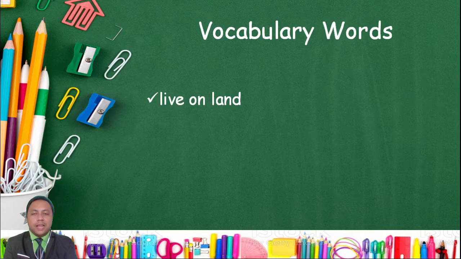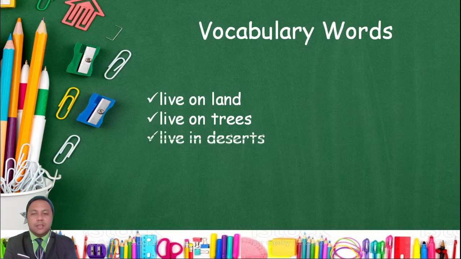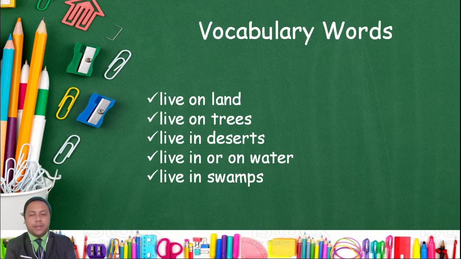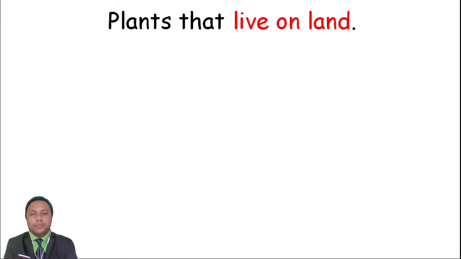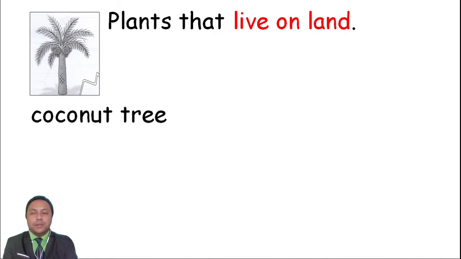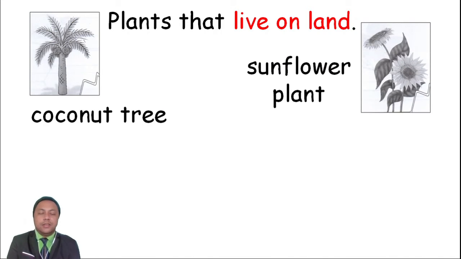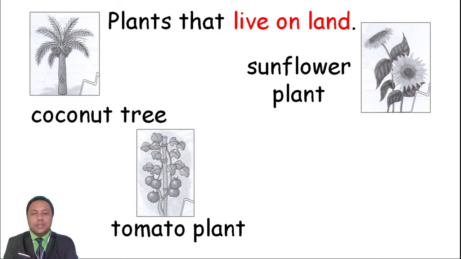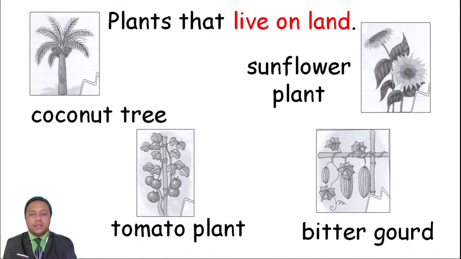Live on land, live on trees, live in deserts, live in or on water, live in swamps. Plants that live on land. Example, coconut tree, sunflower plant, tomato plant, bitter gourd. These plants live on land. They have their roots attached on the land.